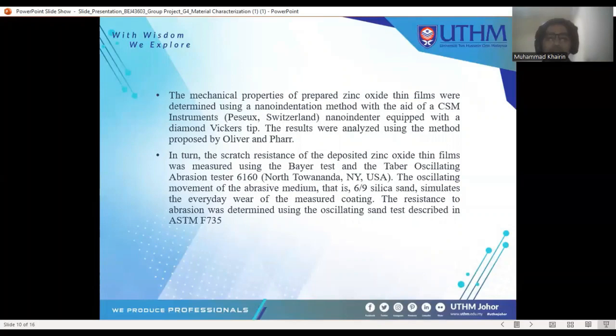Nano indenter equipped with a diamond Berkovich stick. The results were analyzed using the method proposed by Oliver and Pharr. In turn, the scratch resistance of the deposited zinc oxide thin film was measured using the Bayer test and the table of selective abrasion tester 6160.